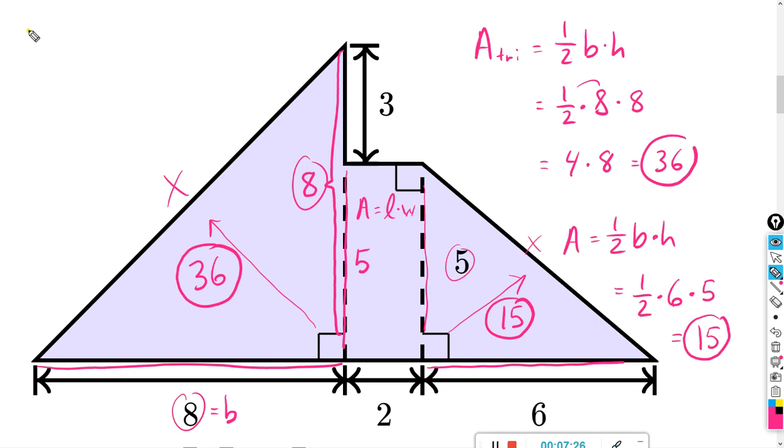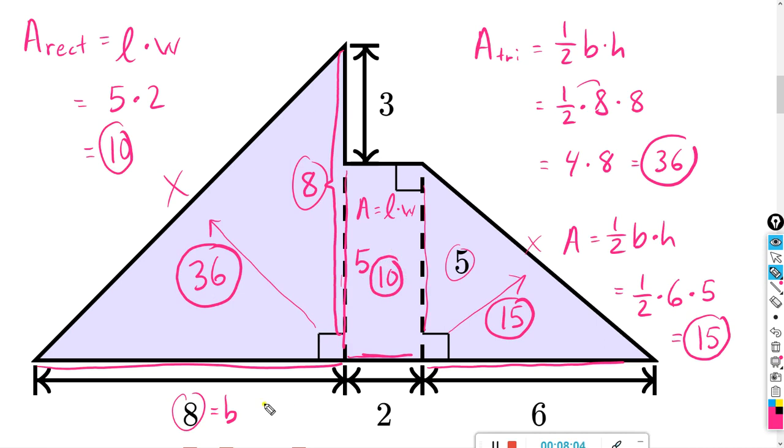All right, I'll do it over here. The area for the rectangle is just length times width. All right, so we have a height of 5 and a base of 2, or you can say length and width. It's going to be 5 times 2. So of course that's just 10. So the area of the rectangle is 10.